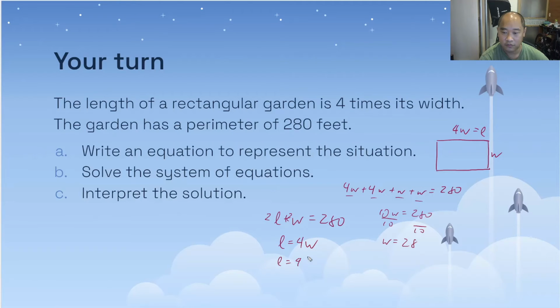Now with this, I can substitute into here. So length equals 4 times 28. That's 112. If I've done that incorrectly, I'm sure someone will let me know. So 28 by 112. So what does that mean? That means the garden is going to be 28 feet in width and 112 feet in length.